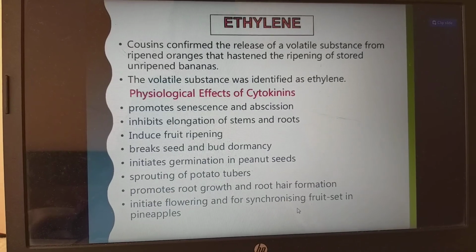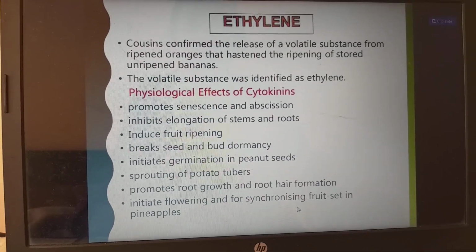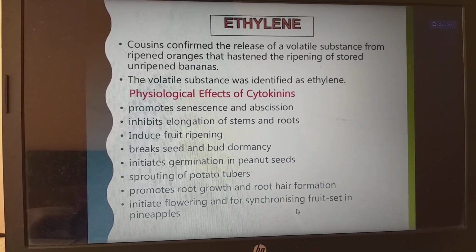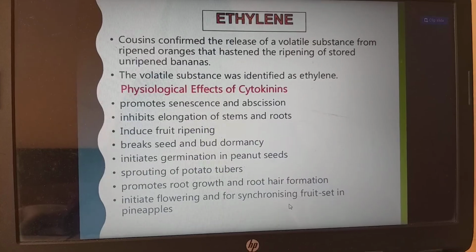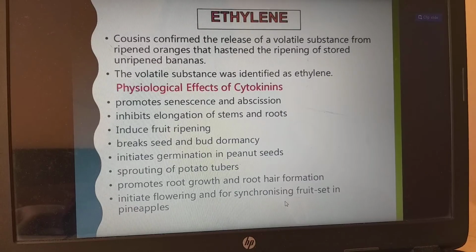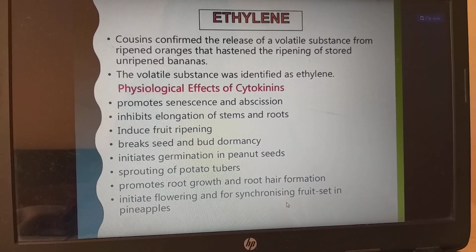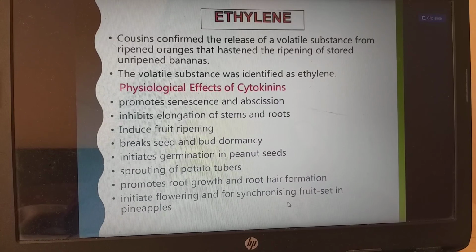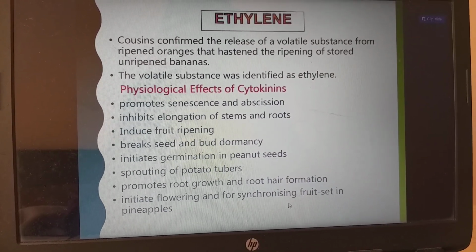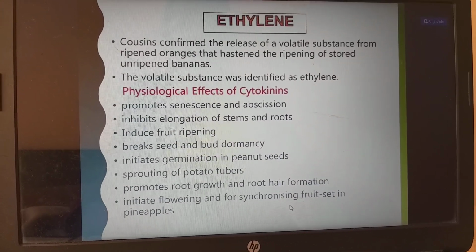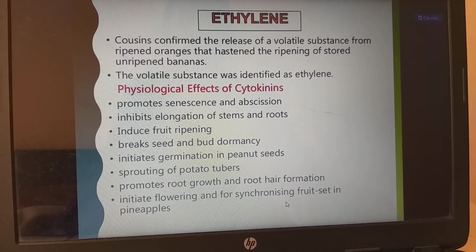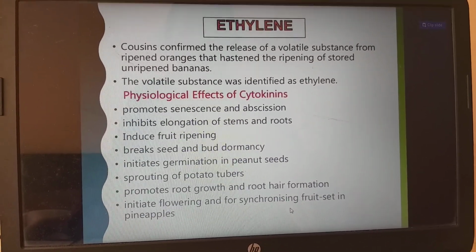Next, ethylene. Cousins confirmed the release of volatile substances from ripened oranges that hastened the ripening of stored unripened bananas. The volatile substances were identified as ethylene. The physiological effects of ethylene: promotes senescence and abscission, inhibits the elongation of stem and roots, induces fruit ripening, breaks seed and bud dormancy, initiates germination in peanut seeds, sprouting of potato tubers, promotes root growth and root hair formation, initiates flowering and synchronizes fruit set in pineapples.